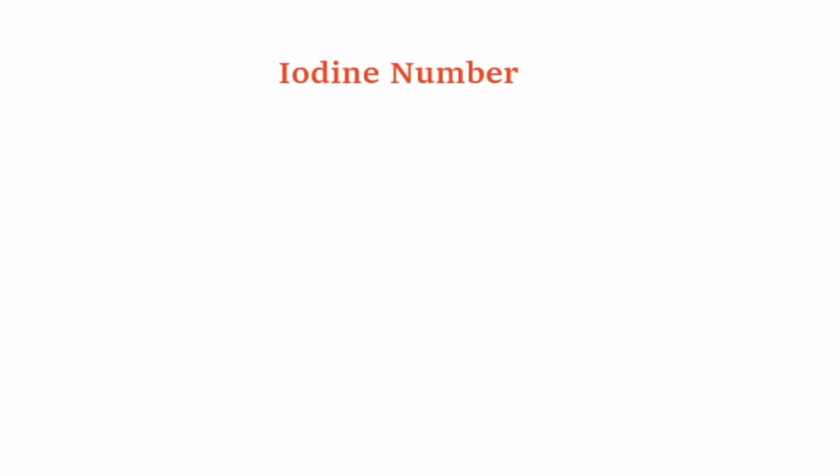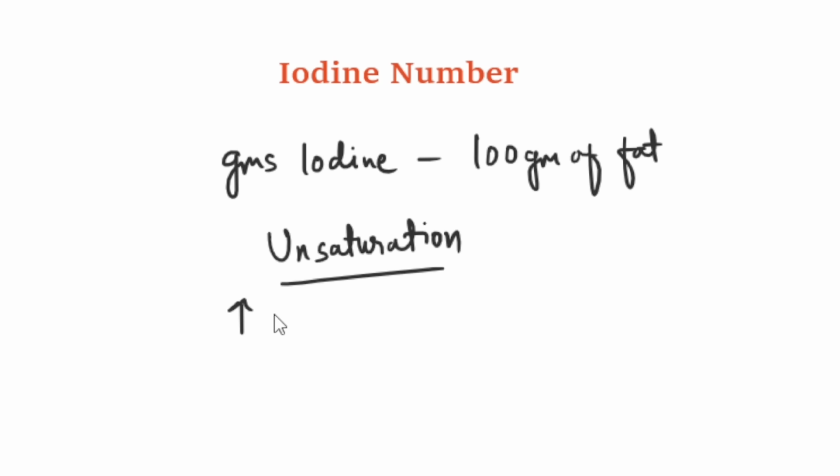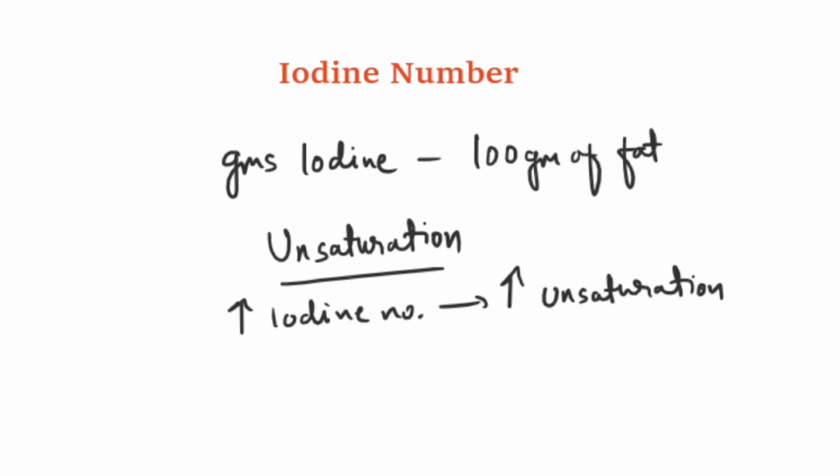Second is iodine number. It is defined as the number of grams of iodine required to saturate or taken up by 100 grams of fat. It's an index of degree of unsaturation. Higher the iodine number of fat, higher is the degree of unsaturation.